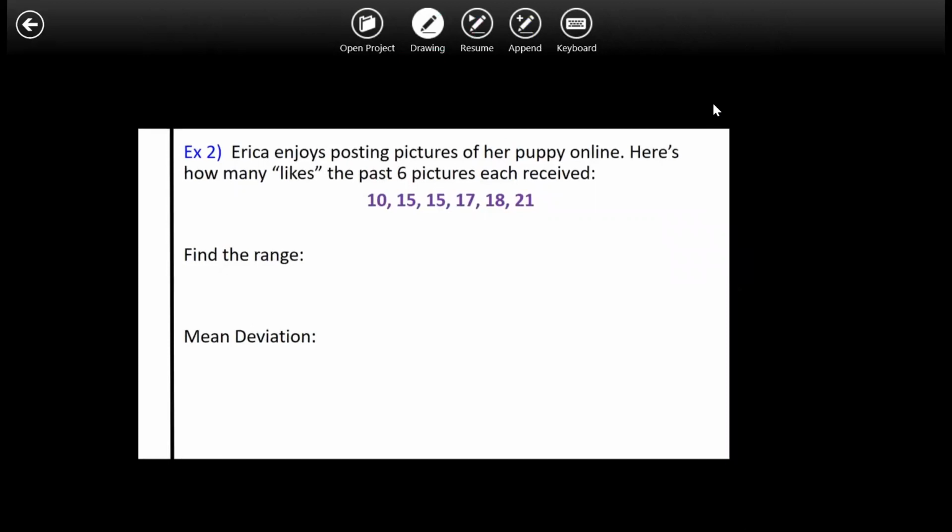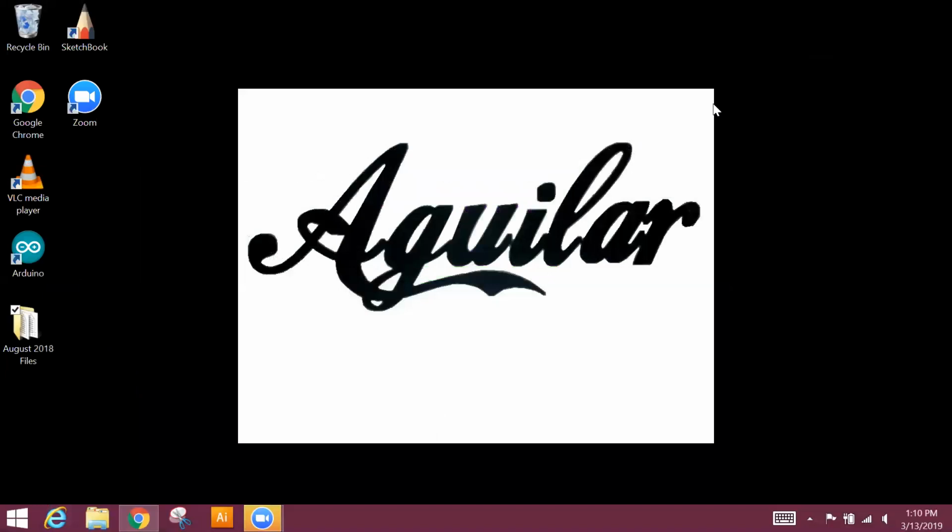So solve for that. Tell me what the MAD is. Erica enjoys posting pictures of her puppy online. Here's how many likes she received on her past 6 pictures. Maybe we want to see the MAD to determine on average how many more or fewer likes she gets per picture. Just tell me what the range is. It tells me how spread out the numbers are in your data.